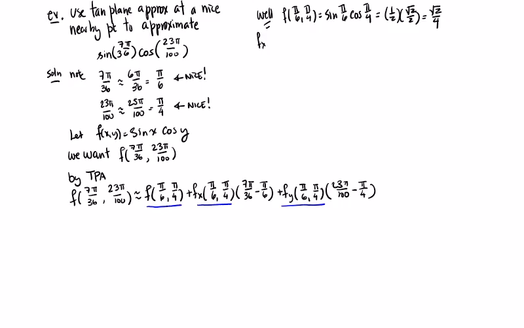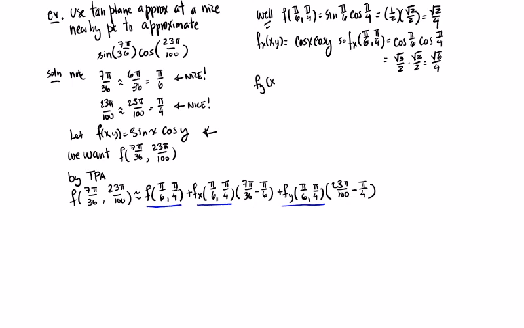And we find our derivatives, f sub x of x, y, the derivative with respect to x. So it's a derivative of this thing just with respect to x. So y is treated as a constant. So this is cosine x, cosine y. So f sub x of pi over 6, pi over 4 is cosine of pi over 6, cosine of pi over 4. Cosine of pi over 6 is root 3 over 2, times root 2 over 2 is root 6 over 4.